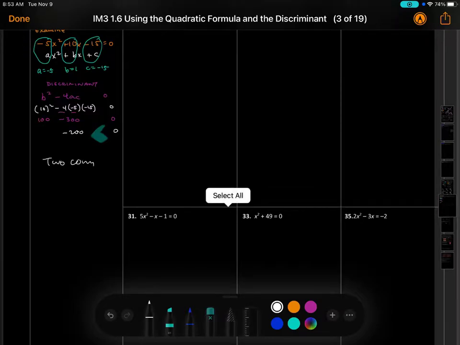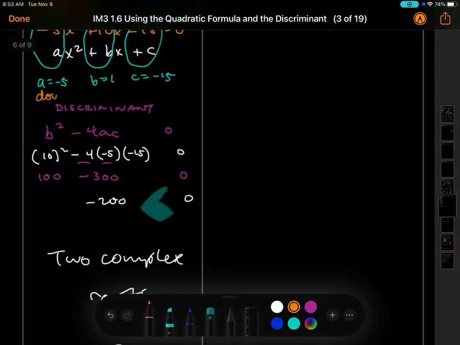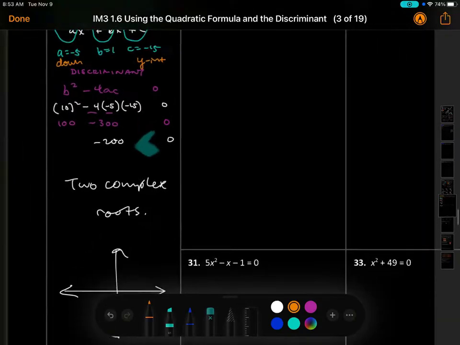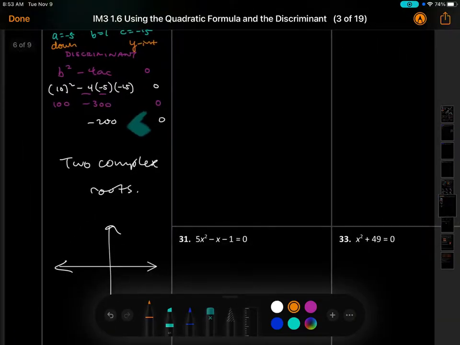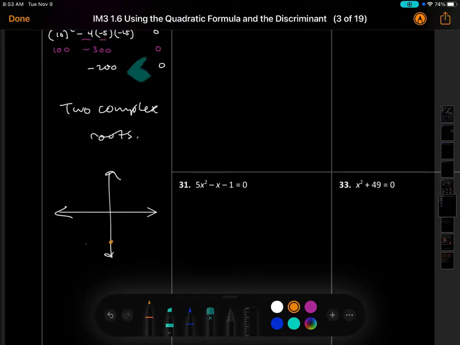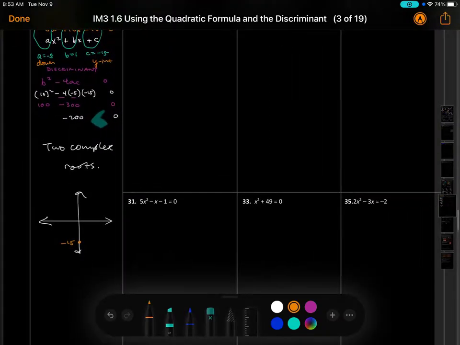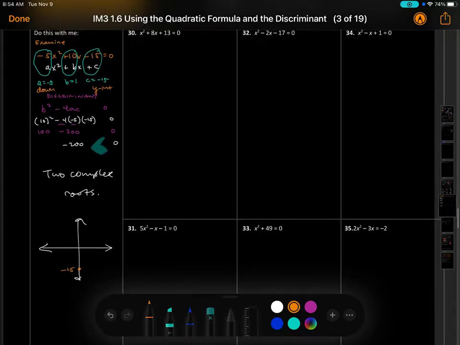Two complex roots. Remember, the big idea here is your graph. Let's kind of graph this one really quickly. A is negative, so this is opening down. In standard form, the C is the y-intercept. So negative 15. I don't know. We're not really spending much time, but I know the graph's going to do something like this.